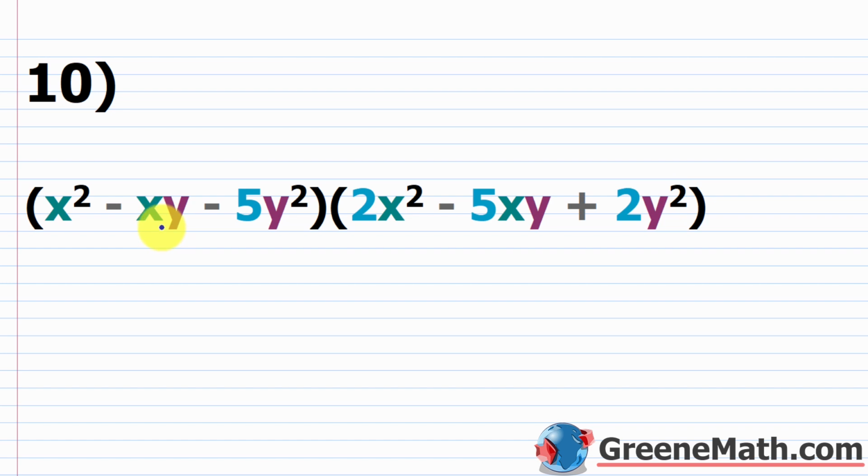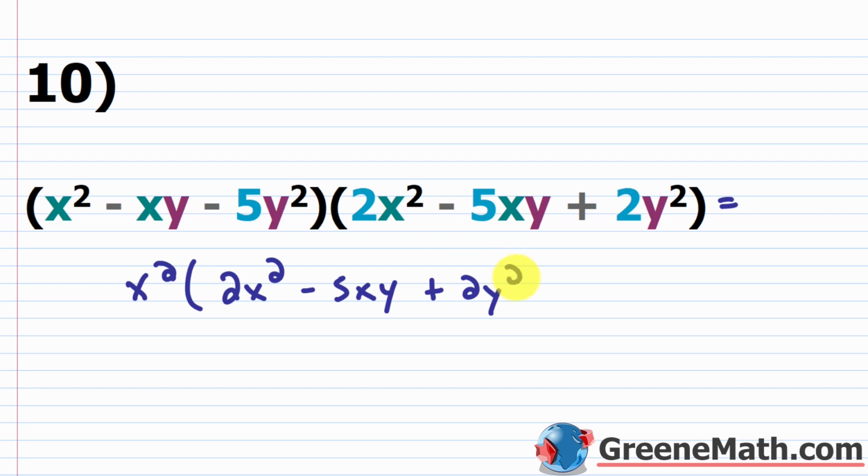So each term of this left polynomial needs to get multiplied by each term of the right polynomial, and you need to combine like terms, okay? With this, since you have two trinomials, you can just set this up, let's start with the leftmost guy. I'm going to take x squared, the first term of this left polynomial, and multiply by each term of this right polynomial. So times the quantity 2x squared minus 5xy plus 2y squared, okay?